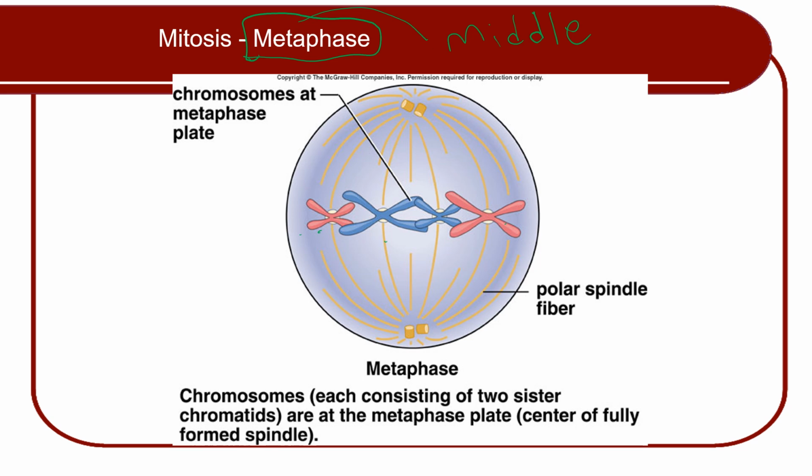And then what happens is that the spindle that started to form in prophase has a spindle fiber that attaches to each chromosome at the centromere. So remember, the centromere is where the sister chromatids are held together. You can see that there's one attached to each side. And that's basically what happens in metaphase. The chromosomes line up in the middle, and the spindle fibers attach to the sister chromatids.